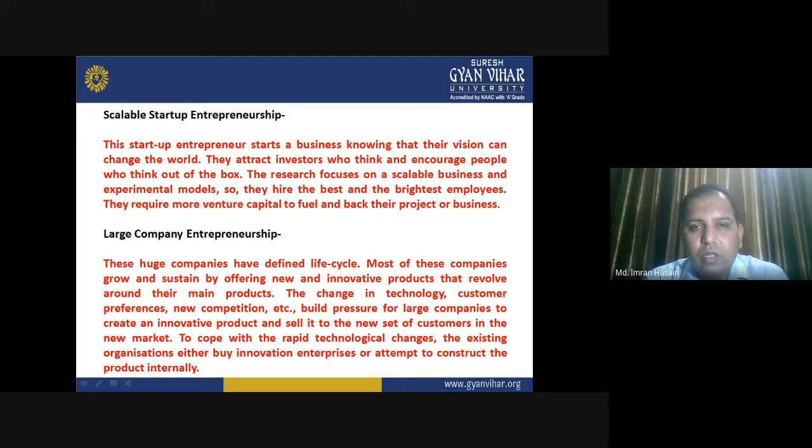Right. So with the help of research and scalable business, they do the research and they know the ups and downs in the market. And in order to run these things, they hire the best and brightest business employees. They require more venture capital to fuel and back their projects or business. Most importantly, they require more venture capital to fuel and back their project or business.